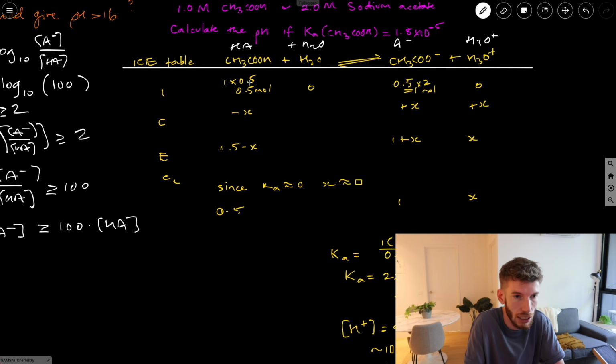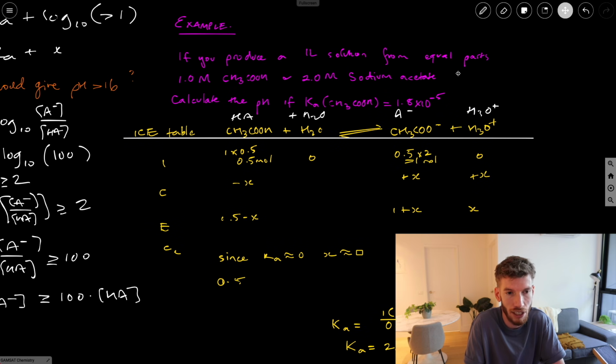And so initially, because we had equal parts, that means equal volume. So that means that n is equal to C times V. So for the acetic acid, that was 1 molar times half a litre. So 1 times half is half. And over here, we had sodium acetate, which is this stuff. And that is 2 times half, right? So that is 1 mole, like that.